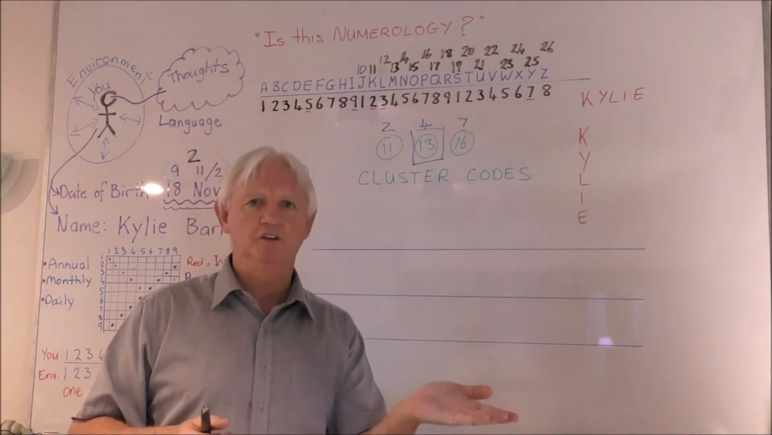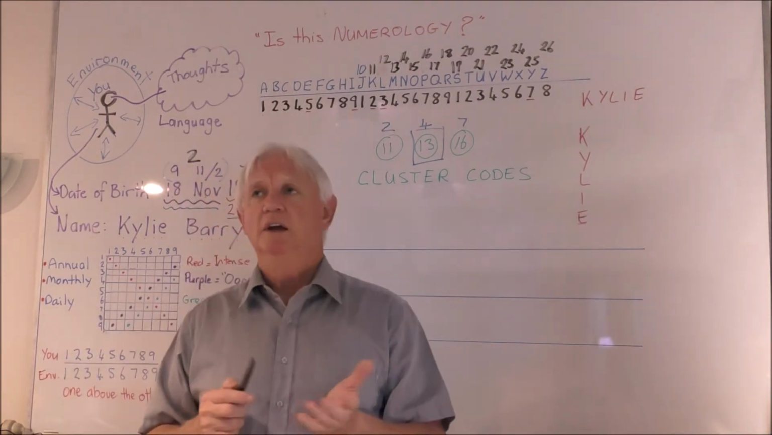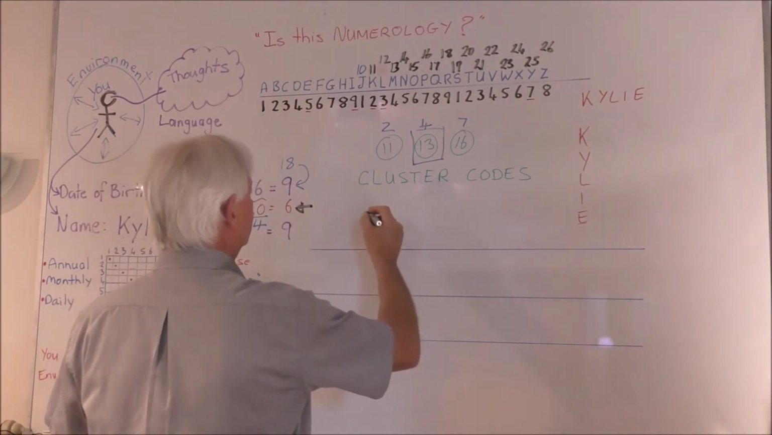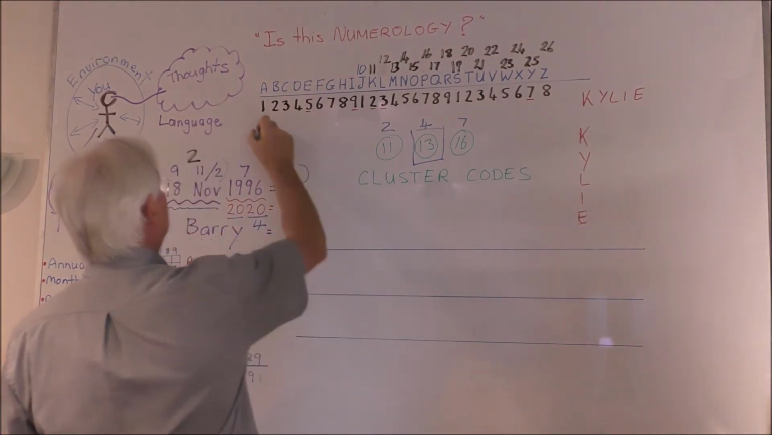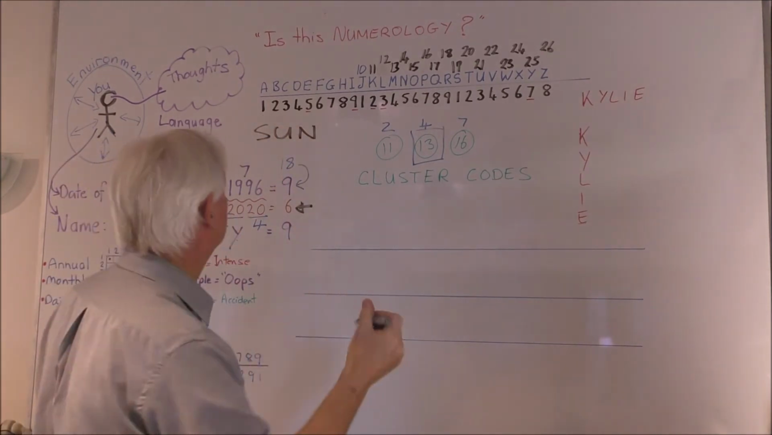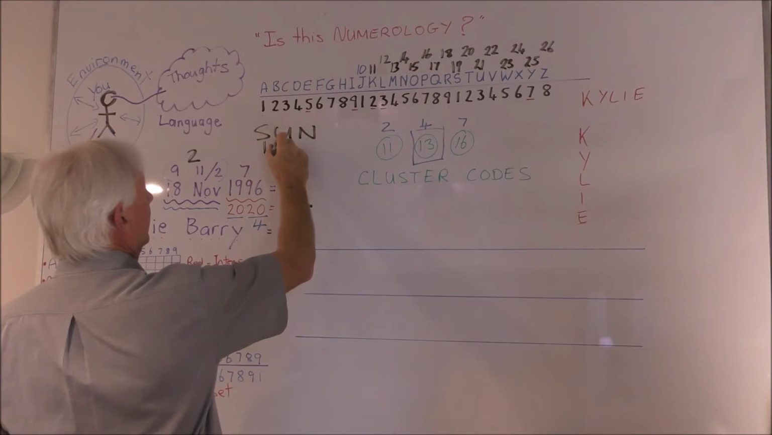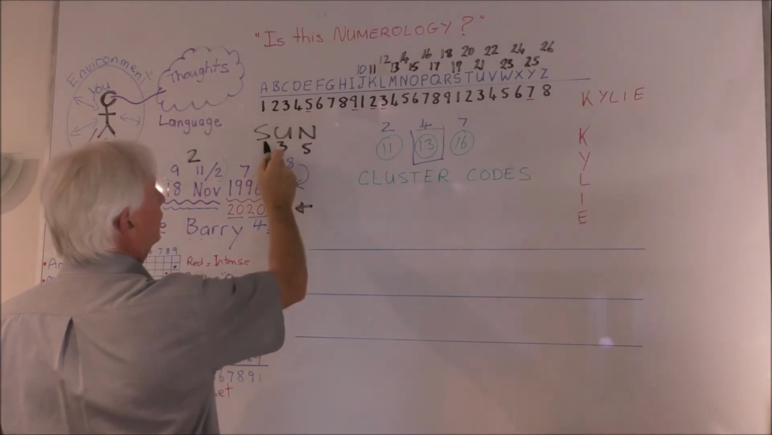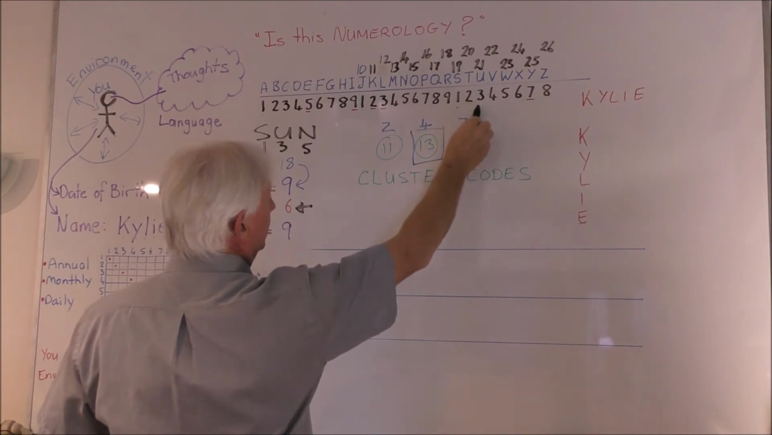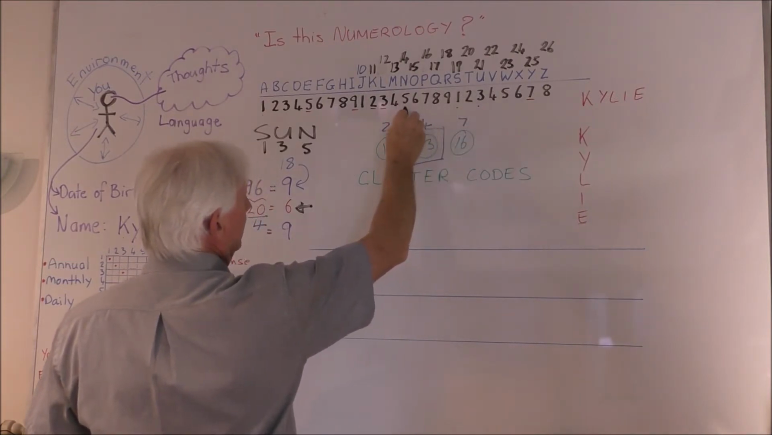If numbers go from 1 to 9, as they do in our universe, to give you an example of that, the word sun, I'm just going to write this up for a moment in here, which is what we orbit. That has a value of 1 and 3 and 5. S has a value of 1. U has a value of 3. And N has a value of 5.